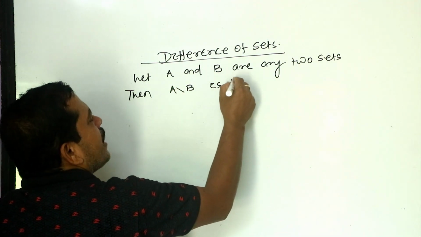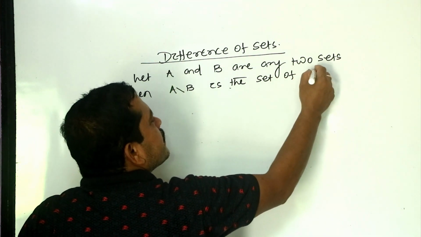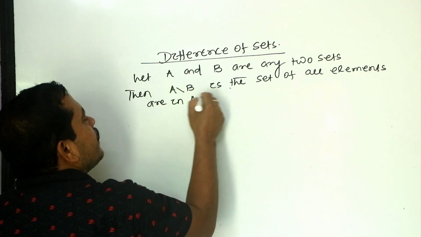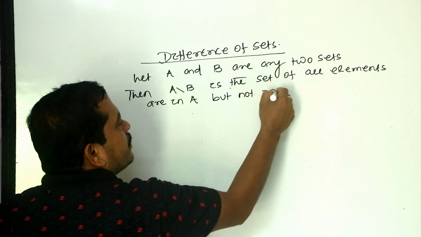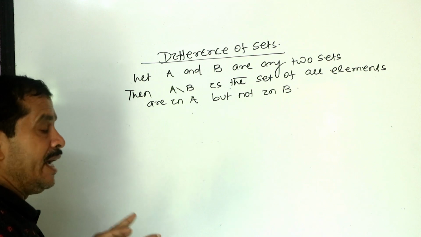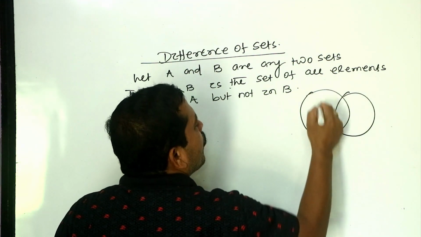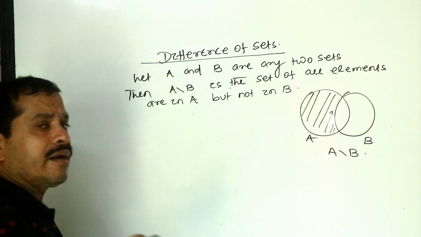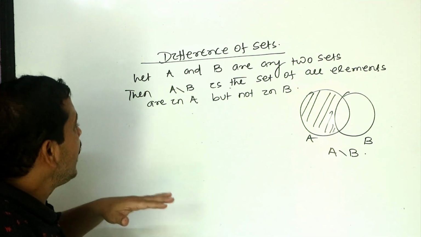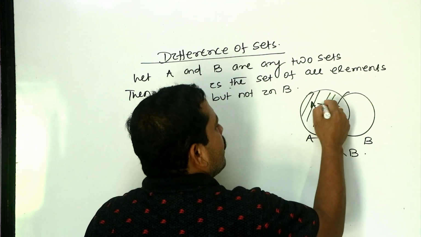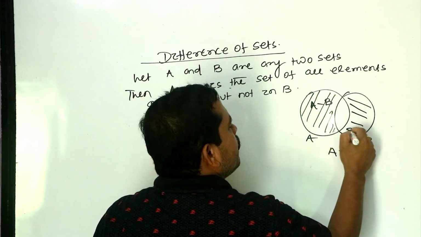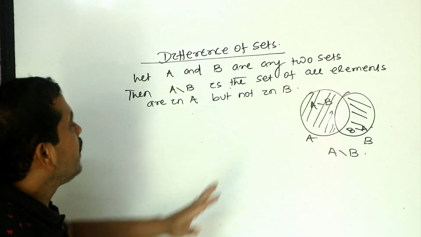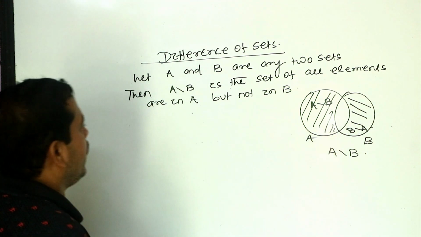Then A difference B is the set of all elements which are in A but not in B. That is the Venn diagram of A difference B. That is the collection of all elements which are in A but not in B. Similarly, if we take B difference A, this part is A difference B and this part is B difference A. B difference A is the set of all elements which are in B but not in A.